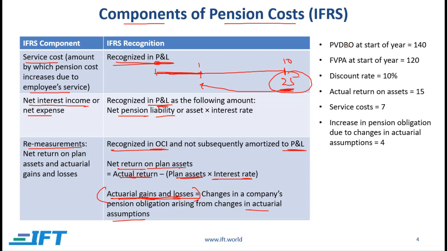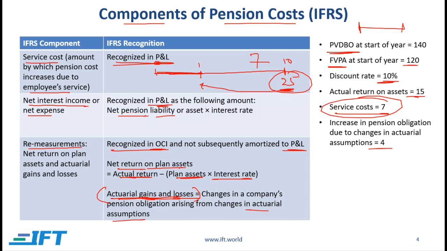If we have a company where the present value of the defined benefit obligation at the start of the year is 140 and the fair value of plan assets at the start of the year is 120. Our discount rate or the interest rate that we'll use is 10%. The actual return on assets is 15, service cost is 7, and increase in pension obligation due to changes in actuarial assumptions is 4. So the service cost is simple, that's given over here. That is 7.